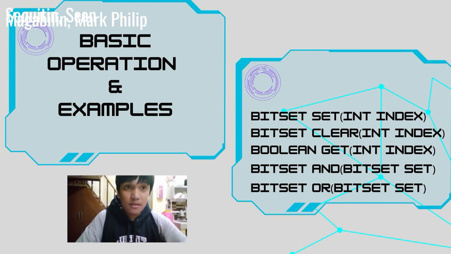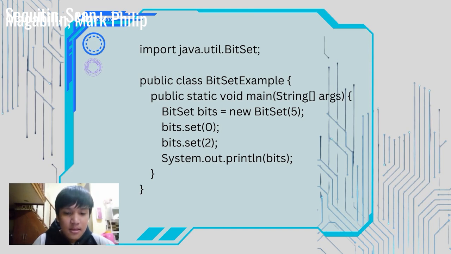Now let's take a look at some basic operations of BitSet. For example, some common methods such as set sets the bit at a specific index, and clear clears the bit at an index, and get returns the bit value at the index. and performs AND operations. or performs OR operations. Here is a simple example of how BitSet works.